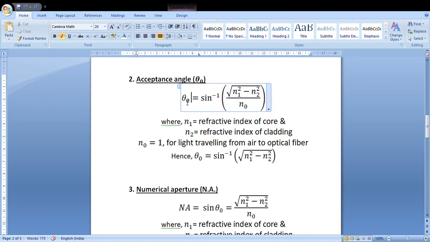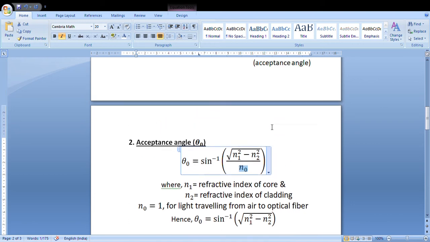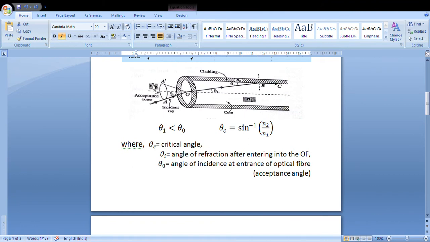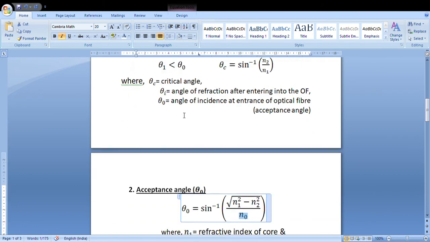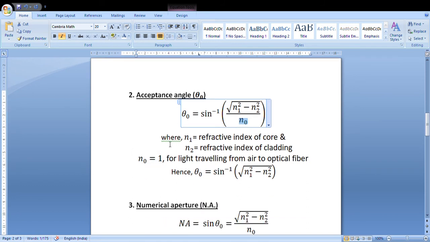Now what is theta naught? Theta naught is the acceptance angle. Sine inverse of root of n1 square minus n2 square, where n1 is the refractive index of the core, n2 is the refractive index of the cladding, and n naught of course is the medium's refractive index, whether it is water or air. So normally in the ideal situation, you make the light go from air to your optical fiber in this manner. So n naught remains as air, hence n naught is equal to 1. If that is the case, then this whole equation will reduce to theta naught is equal to sine inverse of root of n1 square minus n2 square.